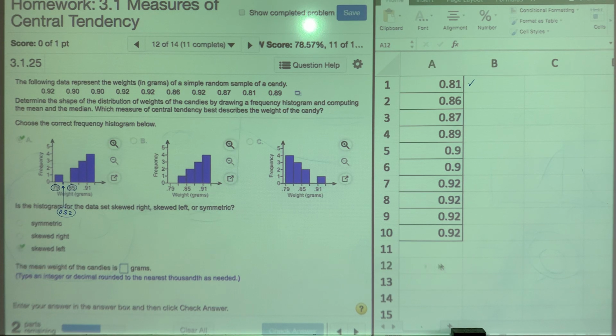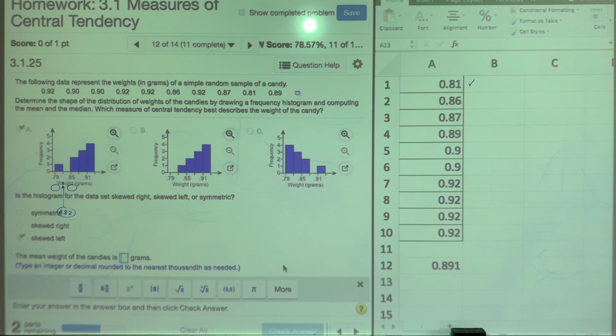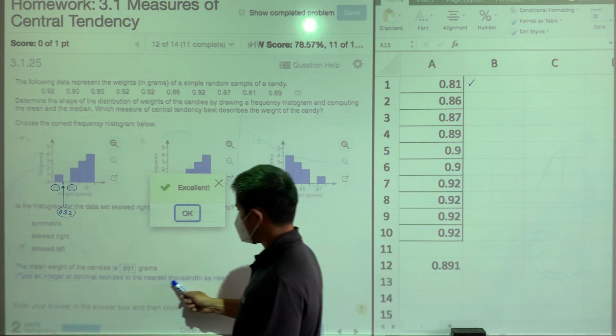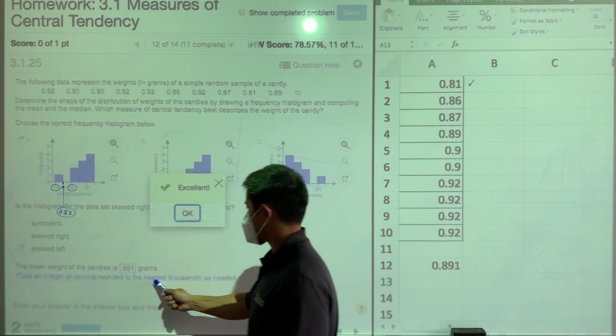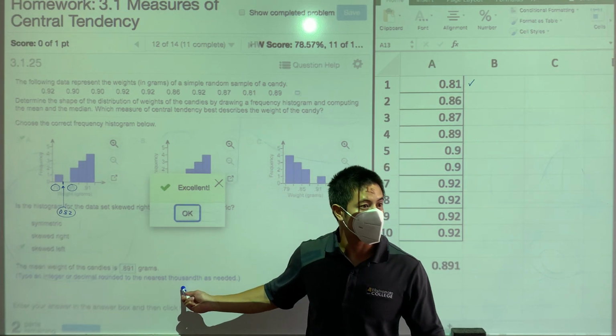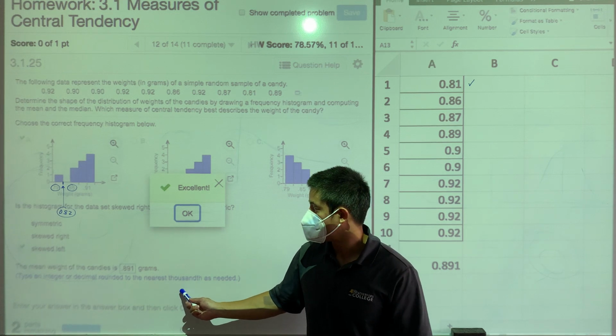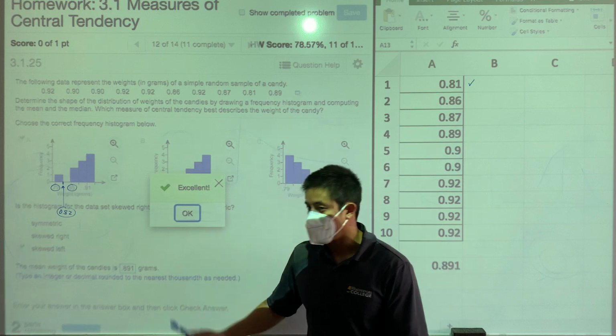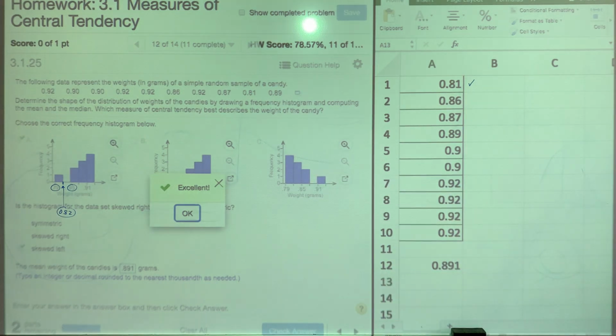All right, mean weight of the candies in grams. Well, I'm going to save myself a lot of time, and I'm going to use Excel to do this for me because I don't want to do this all by hand. Round to the nearest thousandth. You need to pay close attention. Always watch and read for what they're asking you to round to. Notice how previous problems said round to the nearest tenth. If you don't pay attention, you might put this as 0.9 and be wrong. Pay attention to the rounding. Okay.